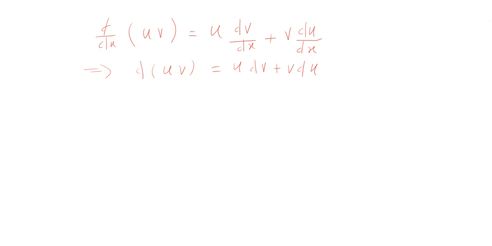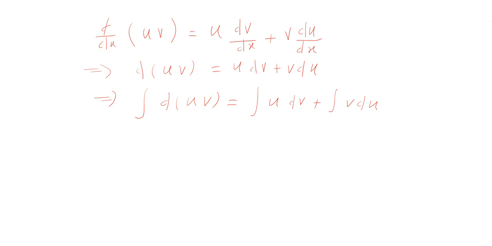In the previous step it is called differentiation. Here we call it as differential coefficient. Now let me take integral on both sides. Integral d of uv is equal to integral u dv plus integral v du.